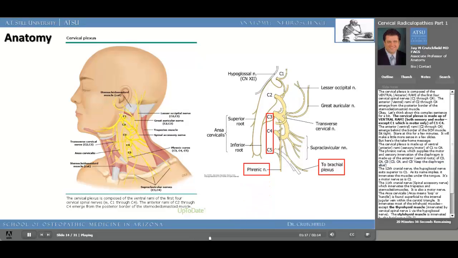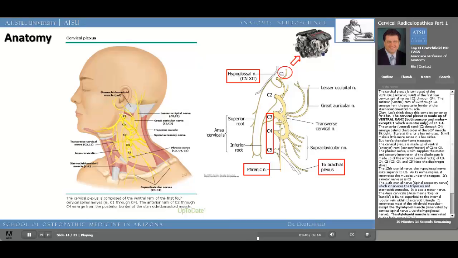The 12th cranial nerve, the hypoglossal nerve, exits superior to C1. As its name implies, it innervates the muscles under the tongue. It's a motor nerve, as is C1. The 11th cranial nerve, i.e. the spinal accessory nerve, which innervates the trapezius and sternocleidomastoid muscles, is also a motor nerve.